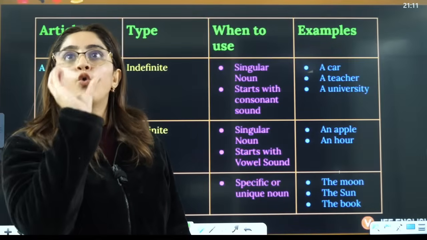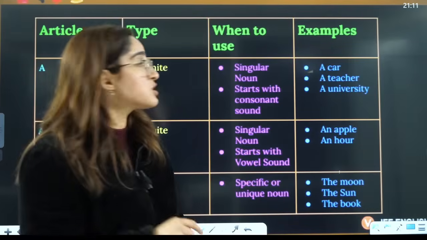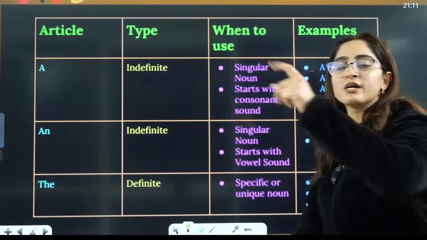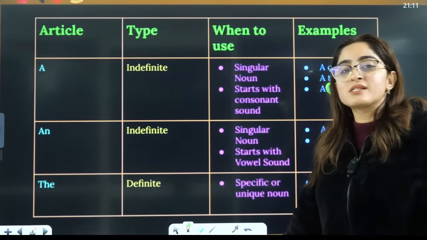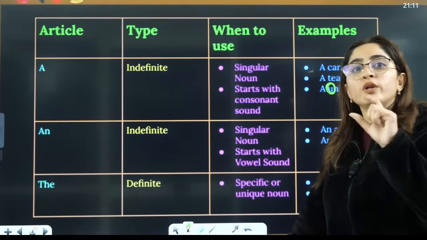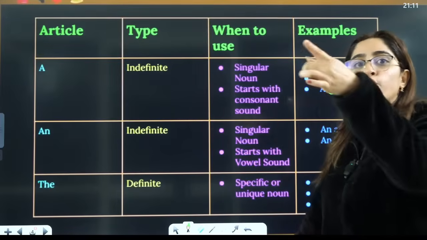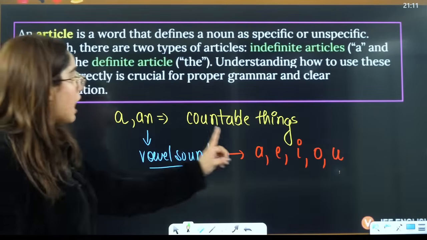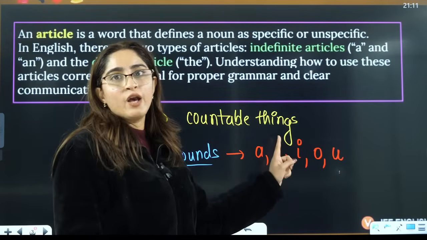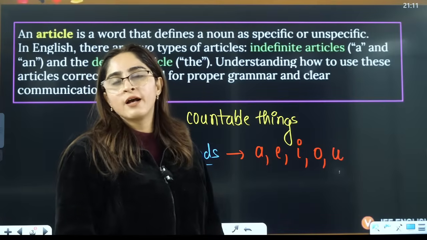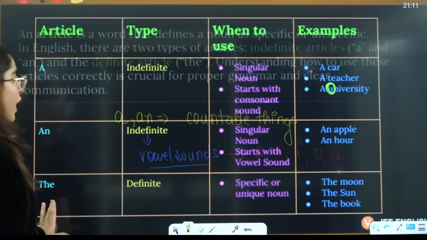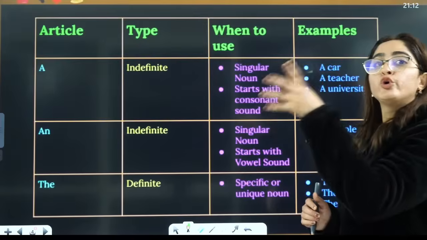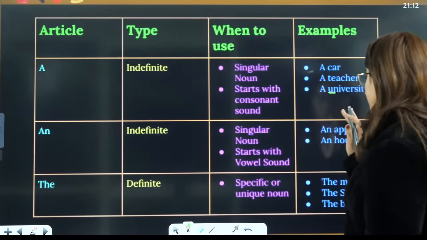It is not u. Now this is very important. In this, university. But is it an university? Why is it a university? University, you write U, but U is not under this category. That's why I am saying this again. So U is not considered there. It is giving you a sound of U. U is definitely not a vowel sound.